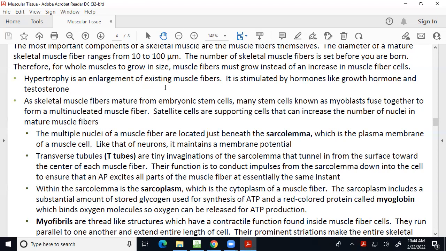Hormones like growth hormone, which tells you exactly what it helps do, and testosterone really help amplify this hypertrophy. And people can actually get synthetic growth hormone and synthetic testosterone to help boost hypertrophy. A lot of weightlifters like to do that. Men produce a lot more testosterone than women, and that's going to explain why men typically have bigger muscles than women. So that's what hypertrophy is.